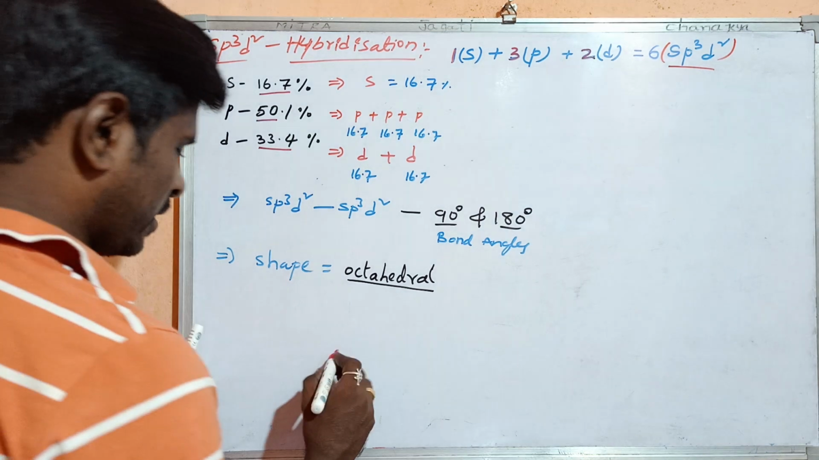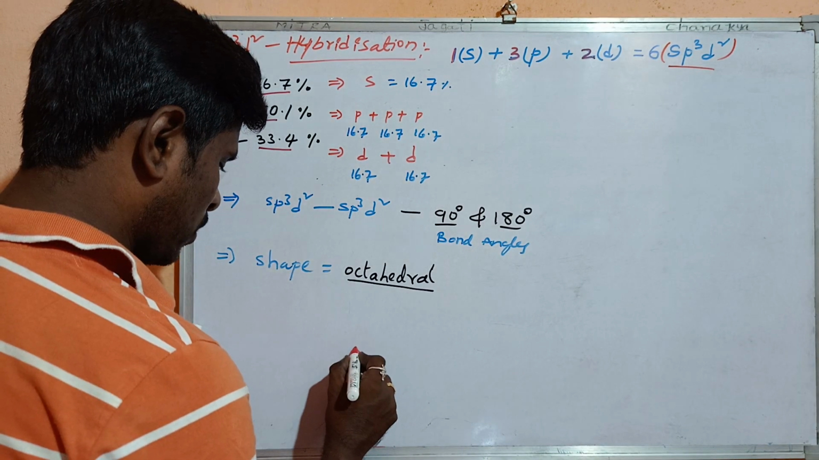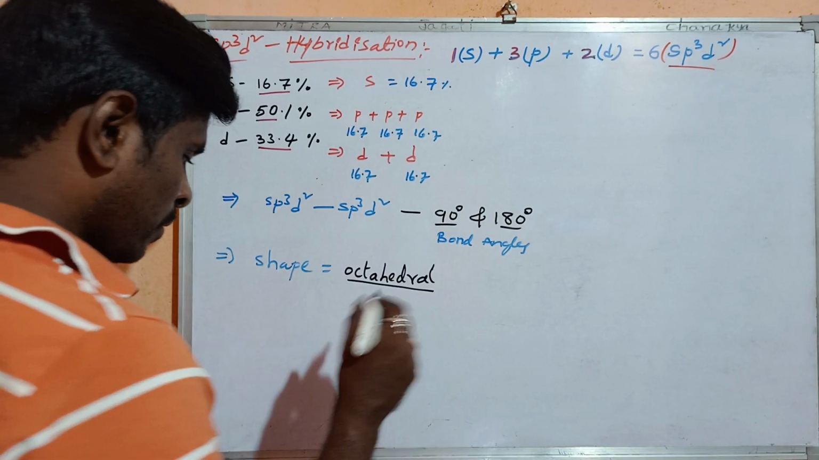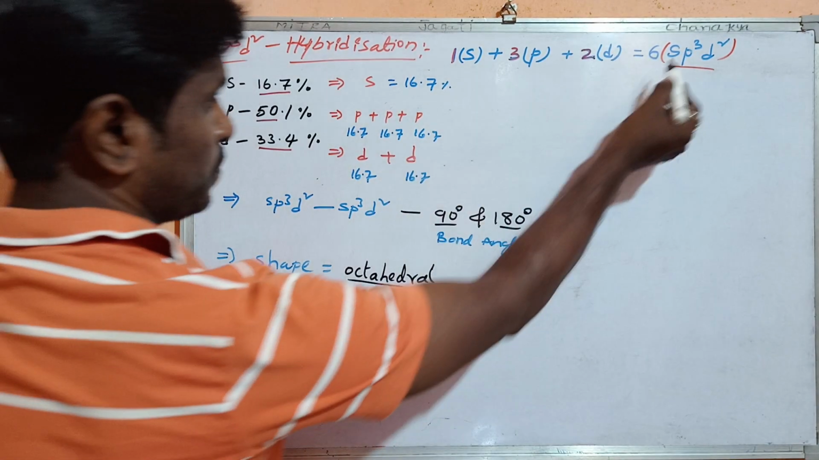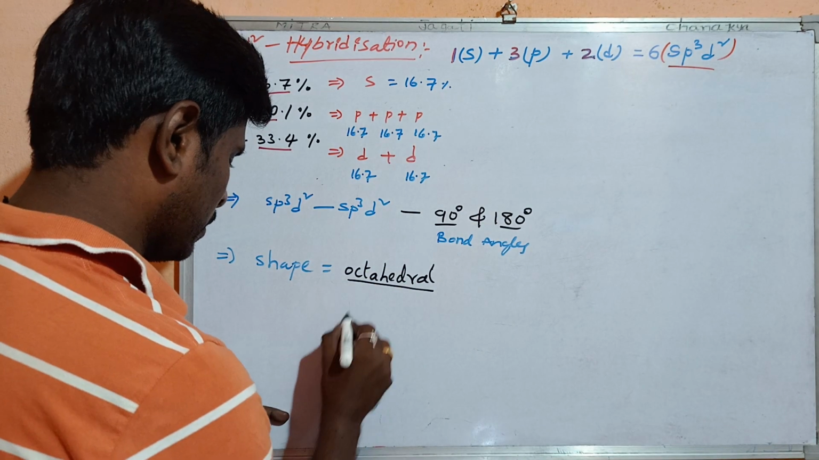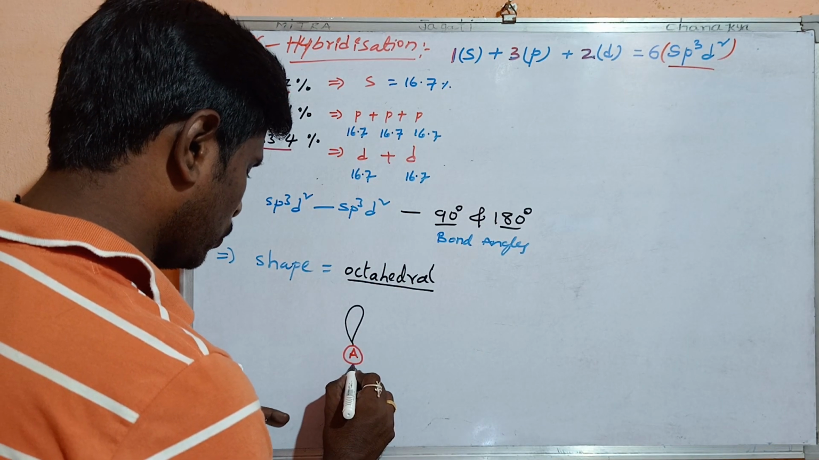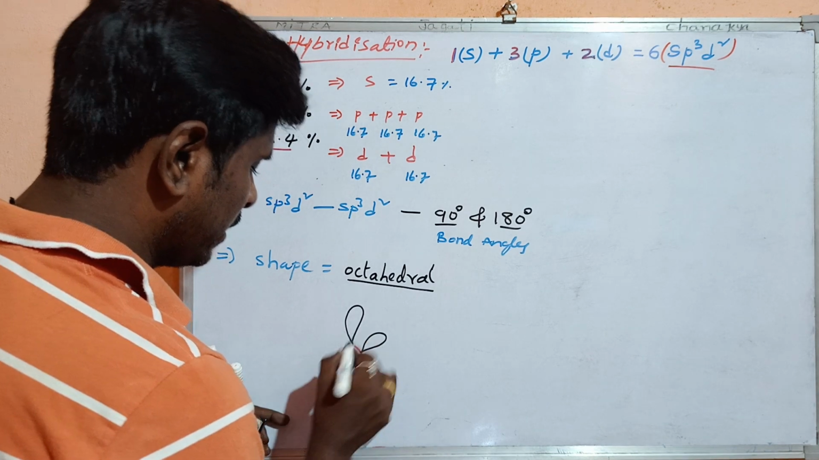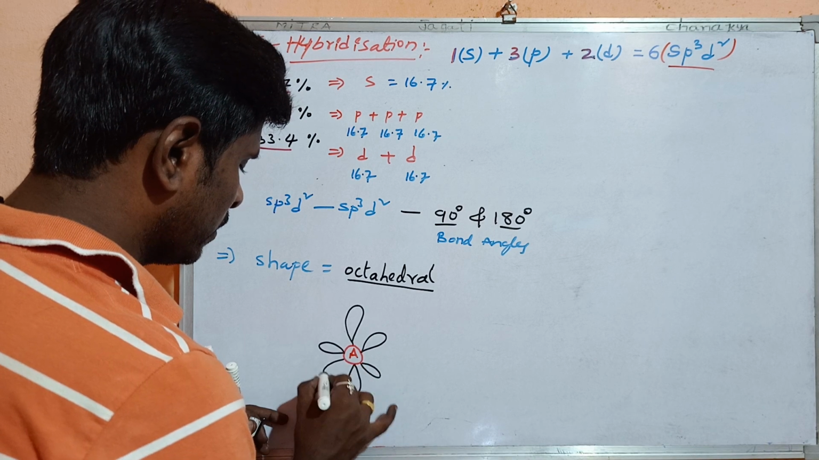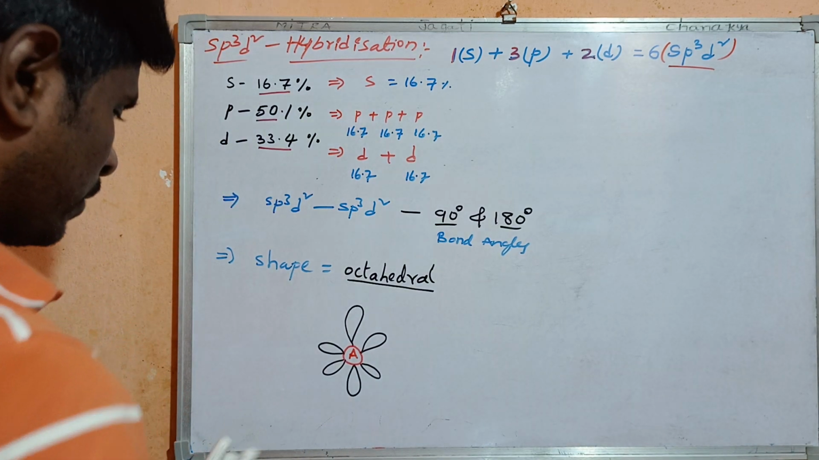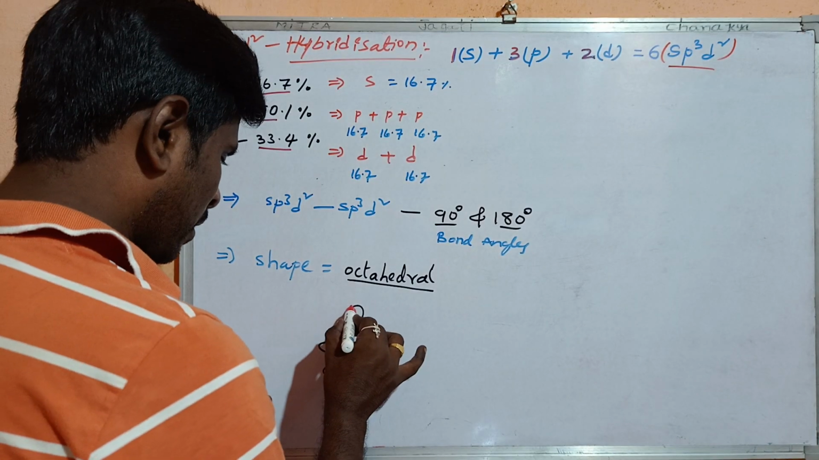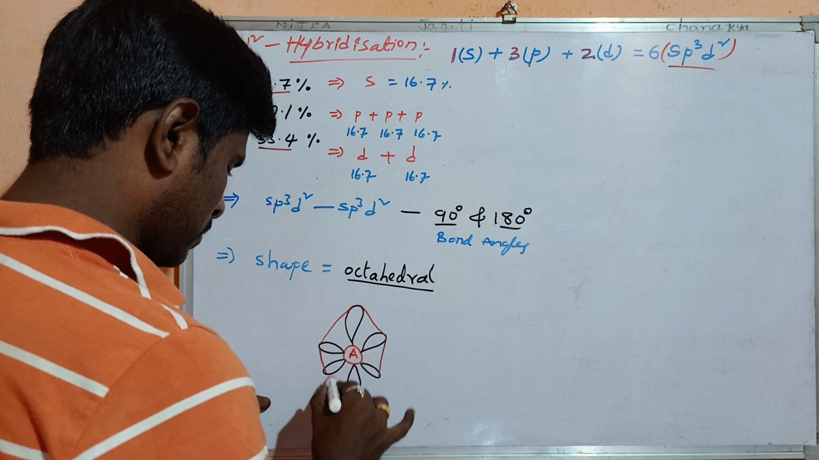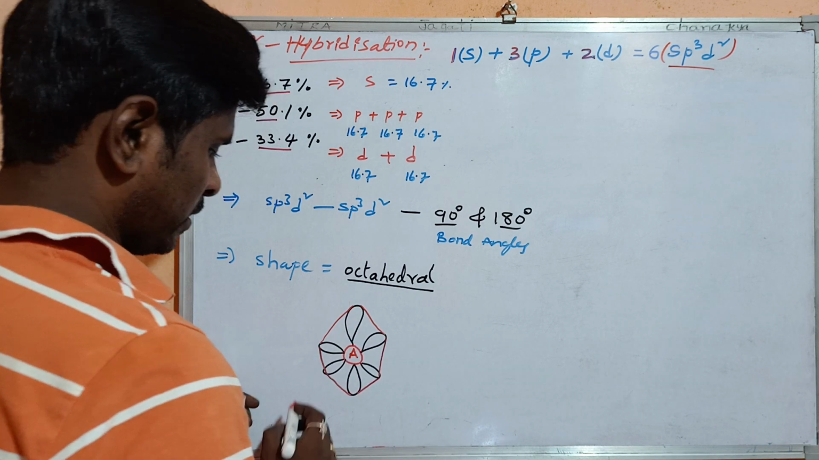Okay, look here. Around the central atom, any one central atom is there. Around the central atom, six sp3d2 hybridized orbitals are there. This is also sp3d2, this is also sp3d2. Okay, these all look like a hexagon, like this.